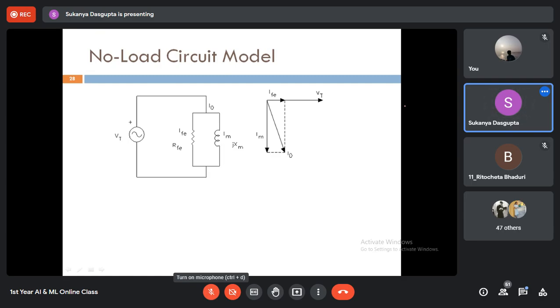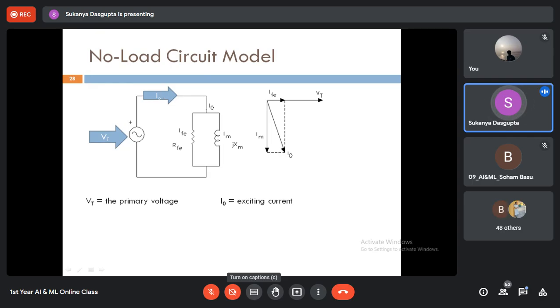Okay. So this is the case at the primary side of the non-ideal transformer during no load condition. So this is the no load circuit model, or the equivalent circuit of the transformer. You can see here Vt is the primary voltage, the input AC voltage, and this I0 is the exciting current, or the primary current at no load operation, which is also called the no load current. And this no load current is divided into two parts in a real transformer. One is called IFE and one is called IM.